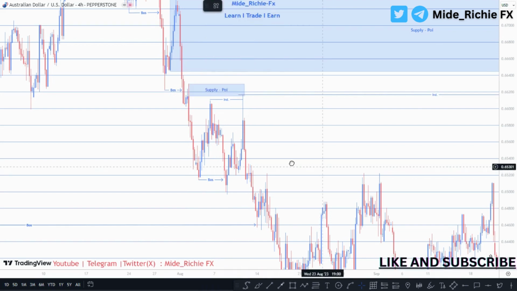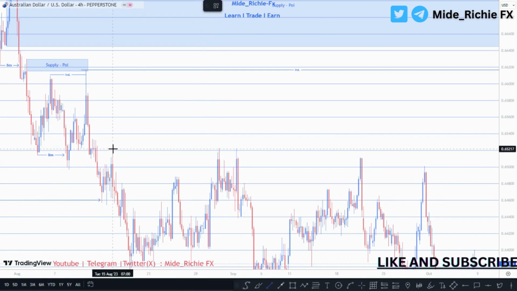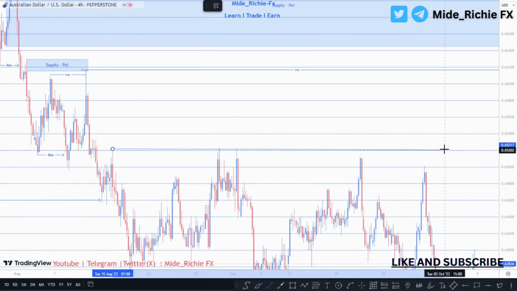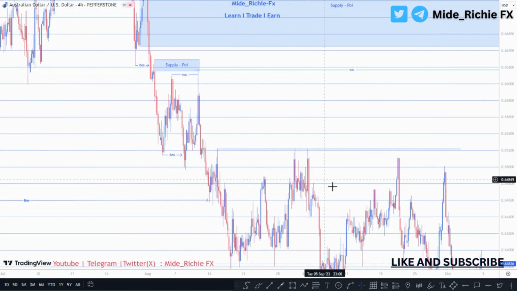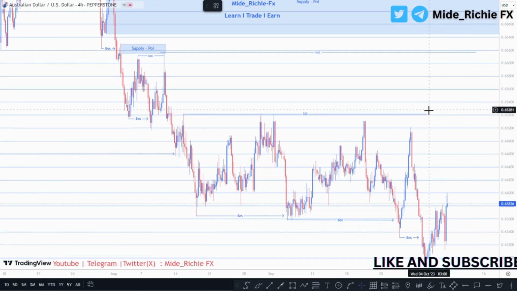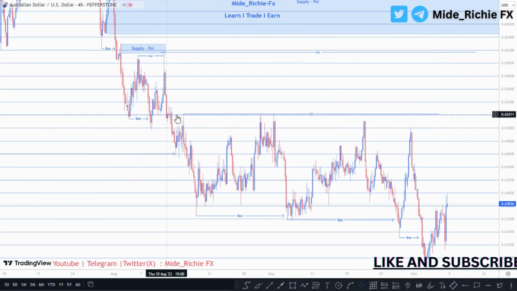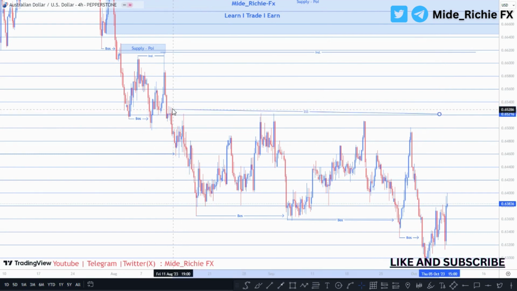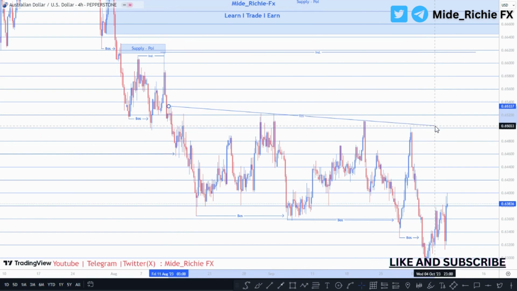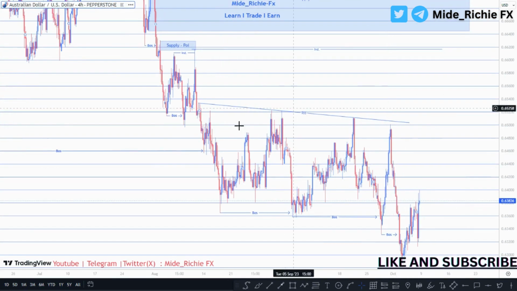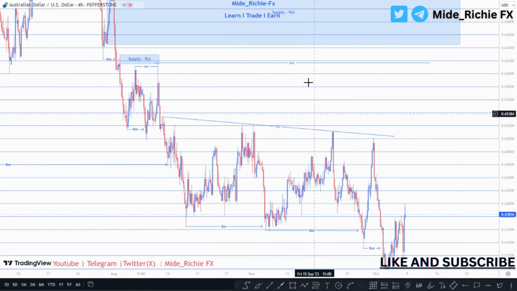Right after that, again, we have a very nice liquidity build up right here, guys. That series of equal highs to the buy side. Those are the buy side liquidities that the market will likely come to grab in coming weeks or days. It's more like a trendline liquidity, which is actually this one.